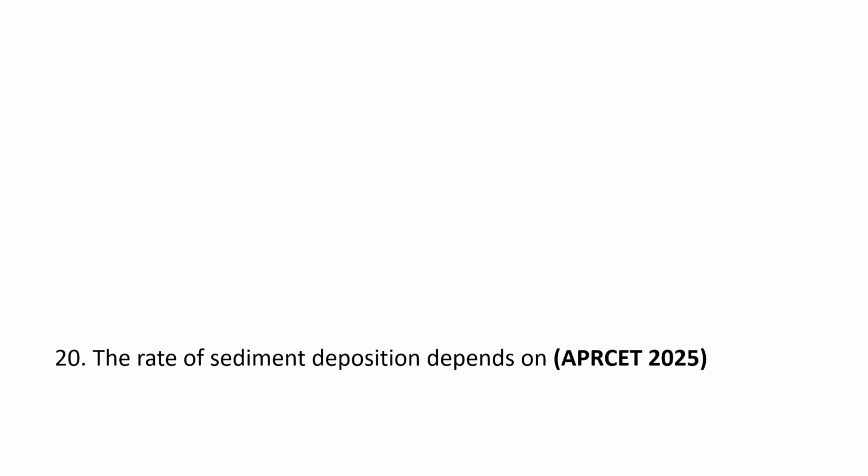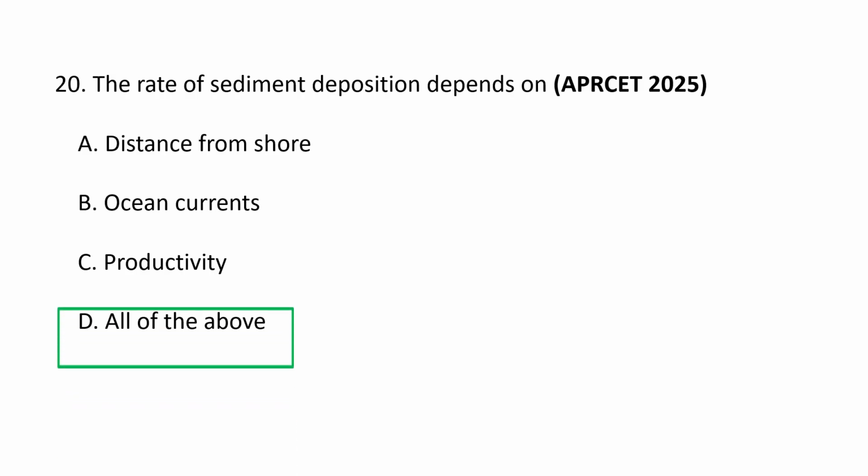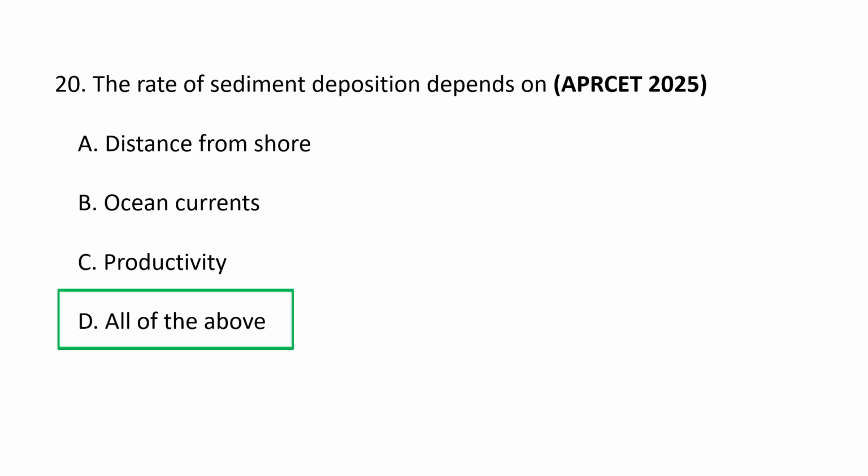Next question. The rate of sediment deposition depends on A. Distance from shore, B. Ocean currents, C. Productivity, and D. All of the above. The correct option goes as D. All of the above. The rate of sediment deposition depends on factors like the velocity and slope of the medium, like water or wind, the density, size and texture of the sediment particles, and the energy of the depositional environment. Environmental conditions such as depth, flood duration, and human activity also play a significant role. So the rate of sediment deposition depends upon all the above: distance from the shore, ocean currents, and productivity.